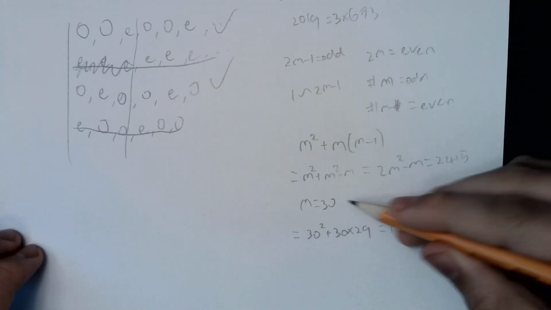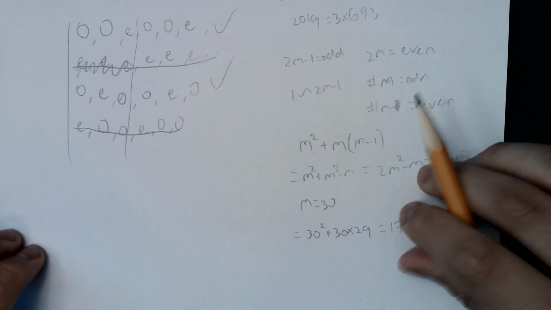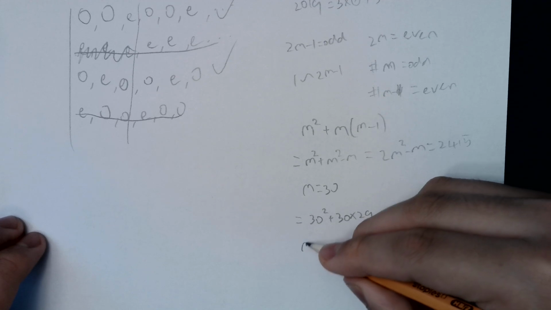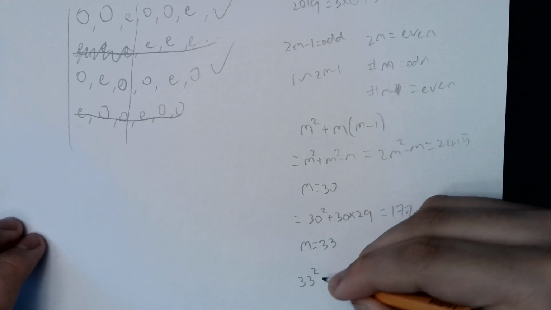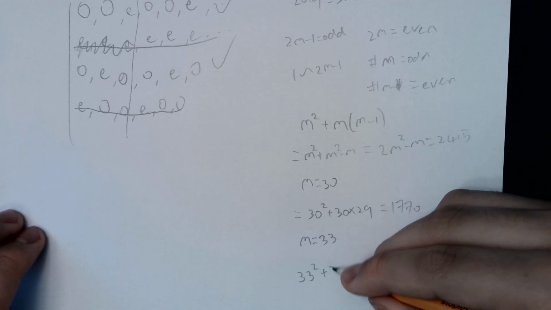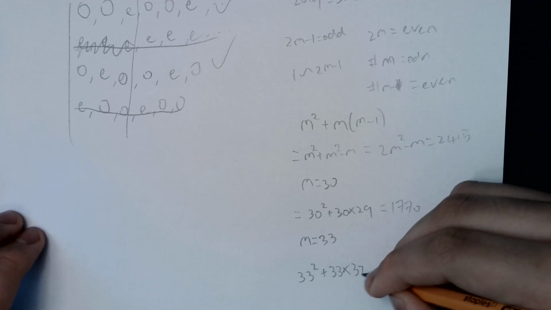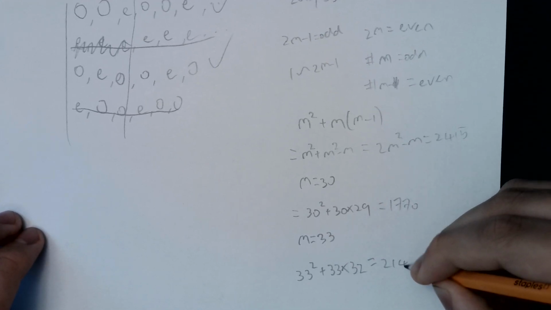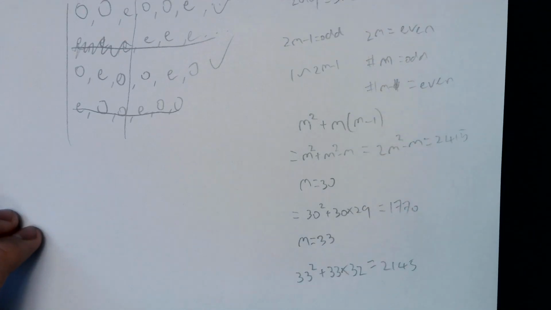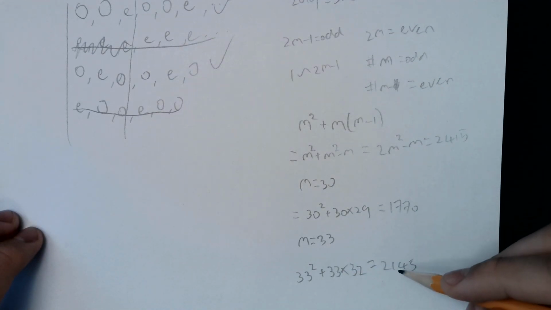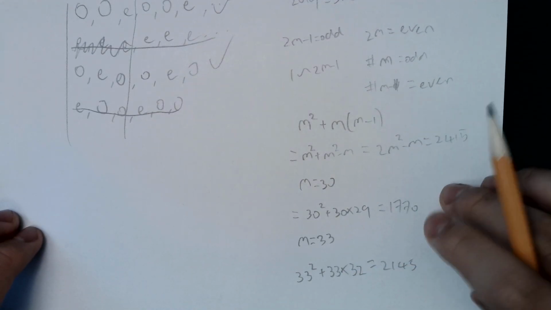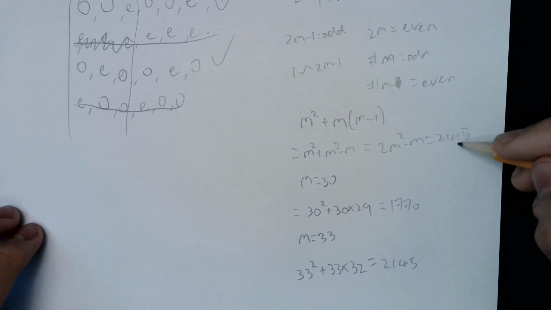So then you can plug in m equals 31, m equals 32, and finally you'll see that when m is equal to 33, we get 33 squared plus 33 times 32, or 2,145. This means that m is going to be equal to 33. However, oh sorry, I did this wrong. As you can see here, 33 also does not work, as it's 2,145, and we need 2,415.